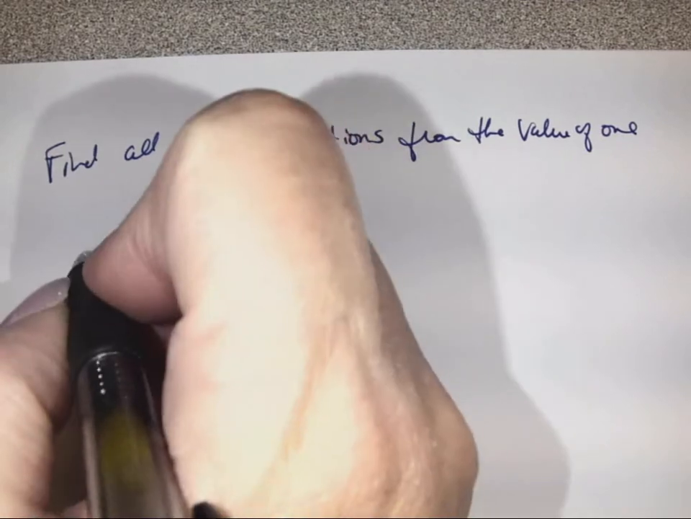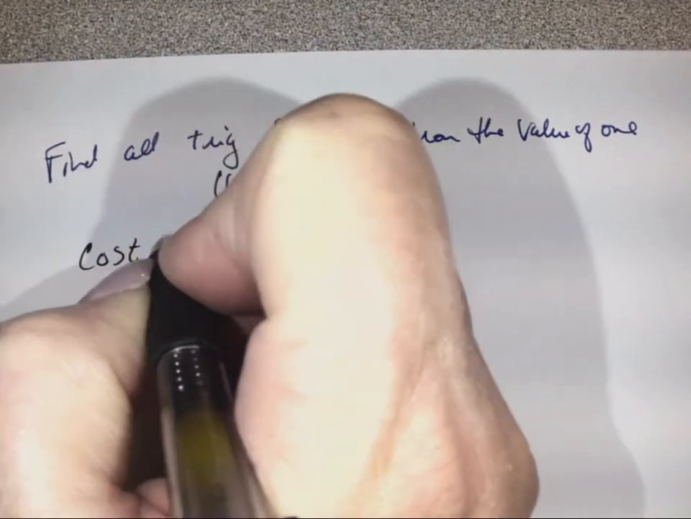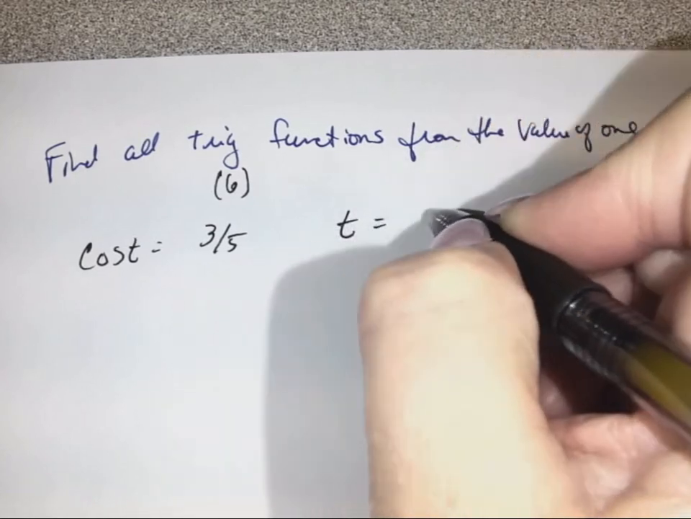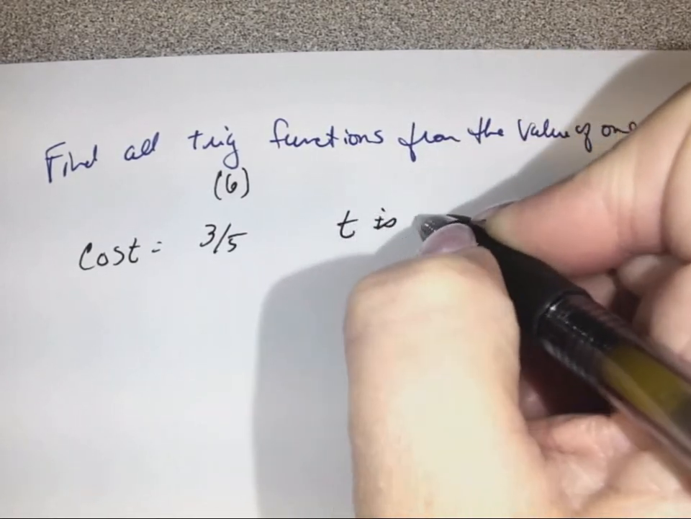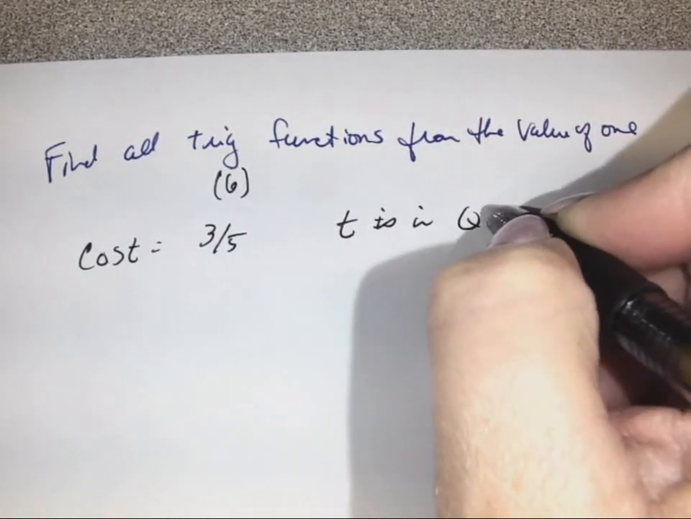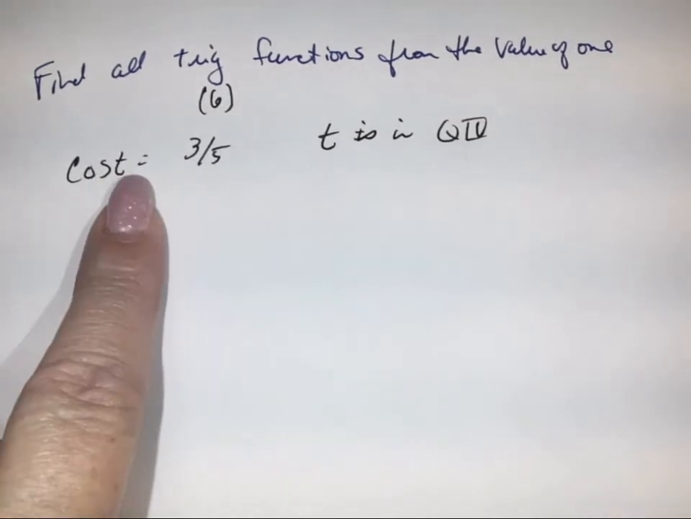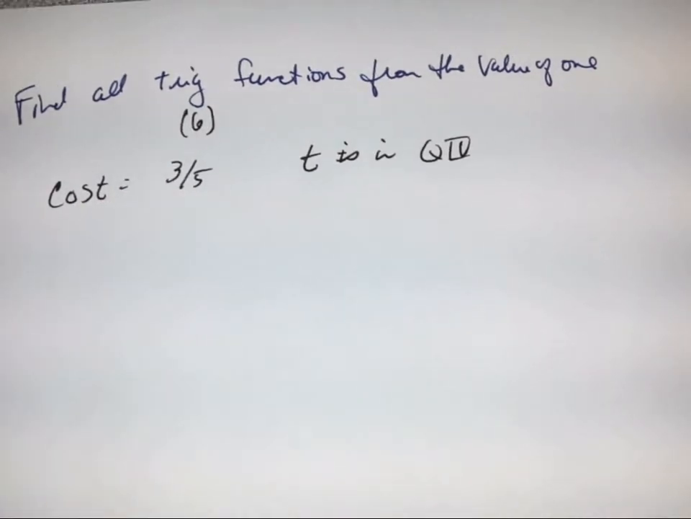So if we are given that cosine t is equal to 3 over 5, and we are told that t is in quadrant 4. Now, why do we need to know the quadrant? We need to know that because the quadrant tells us whether things are positive or negative. So in quadrant 4, we know that cosine is positive, but we'll know that anything with y will be negative.